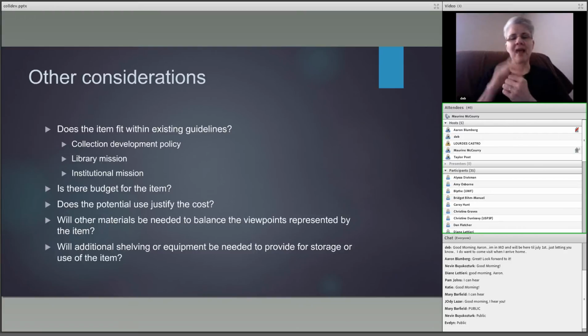And then will additional shelving or equipment be needed to provide for the storage or use of the item? This is kind of a big one that I have to continually remind myself: do we really have space to shelve this, especially with gifts? Can we really accept this gift and be able to use it? Yeah, it's free, but maybe we don't have space, or we don't have the correct type of space for housing the particular item that we're considering. So that's a big type of consideration that sometimes is forgotten on the collection development end.